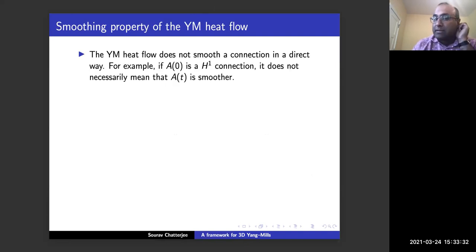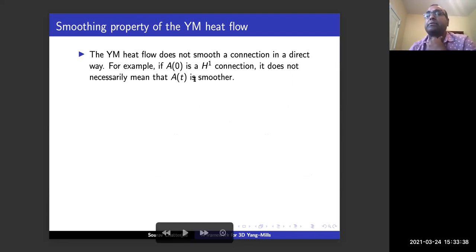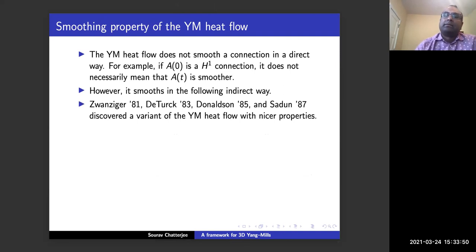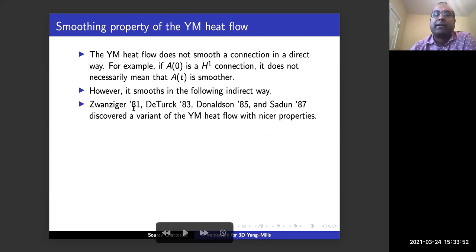Now let me go a little bit deeper into the smoothing property of the Yang-Mills heat flow. The Yang-Mills heat flow does not smooth the connection in a direct way. For example, if A0 is an H1 connection, it does not necessarily mean that A_t is in a smoother class. So what does it mean that it smooths? It smooths in the following indirect way. At various points of time in the 80s, Zwanziger, Dieterk, Donaldson, and Sadun discovered a variant of the Yang-Mills heat flow, which has nicer properties.